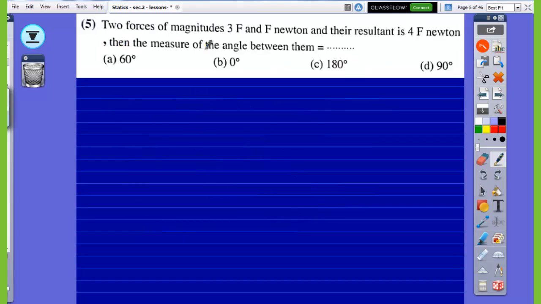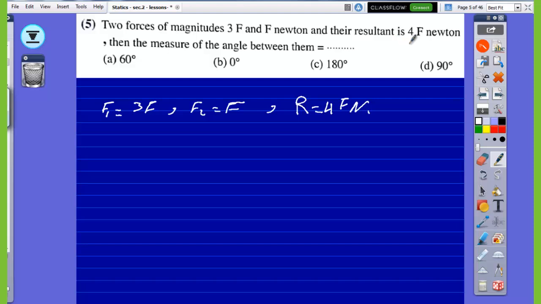Two forces of magnitude 3F and F. So we have F1 equals 3F, and F2 equals F Newton, and the resultant, as given, R equals 4F Newton. Then the measure of the angle between them, again we will use the same rule, or you can solve it directly.